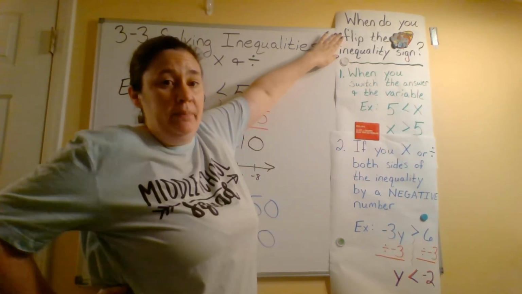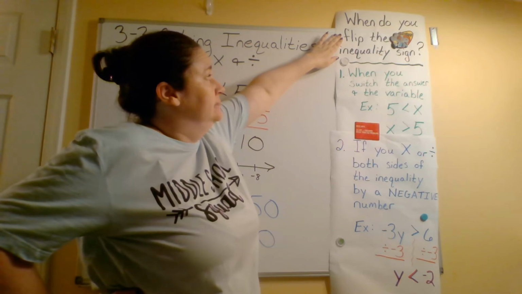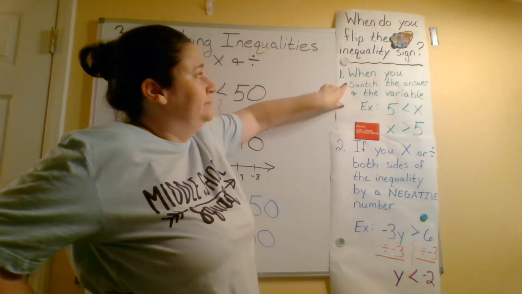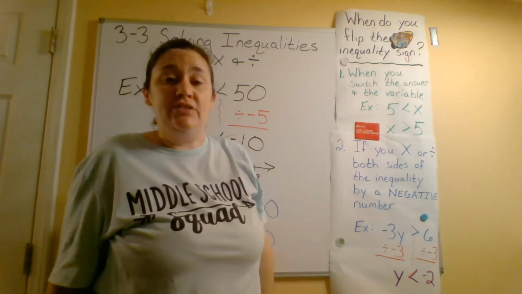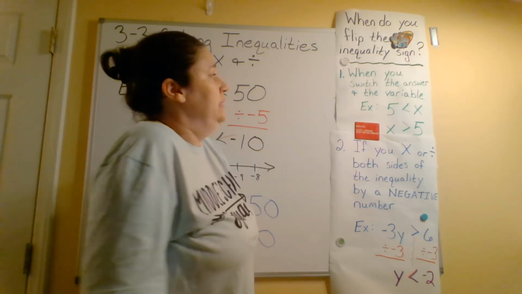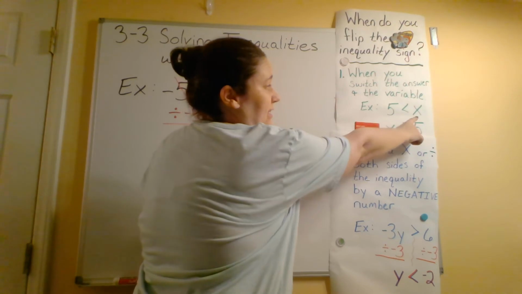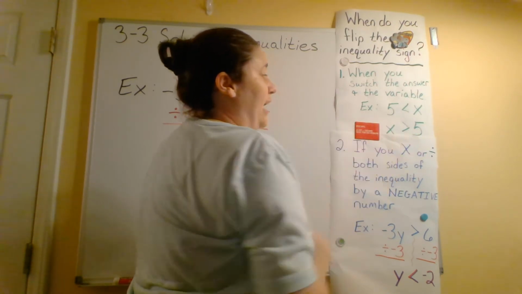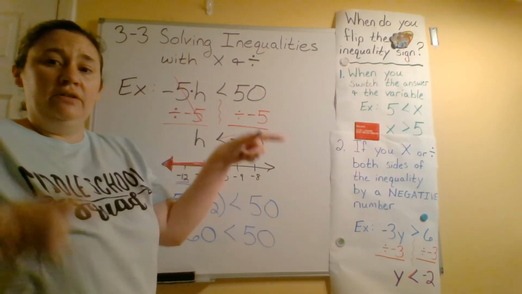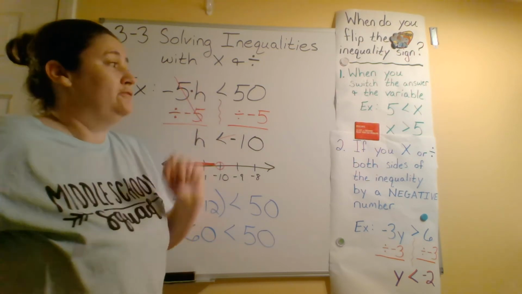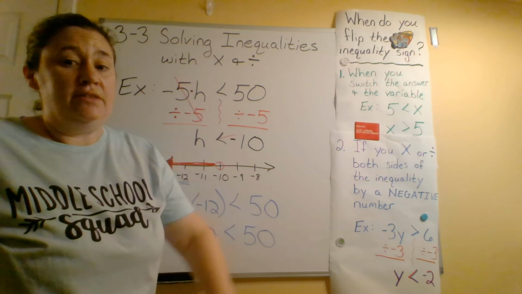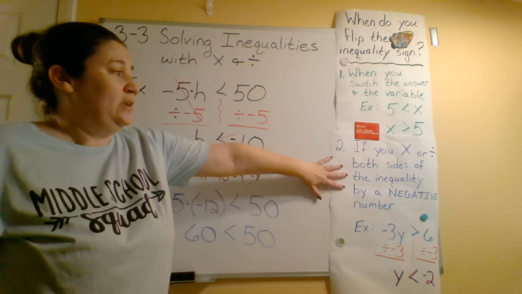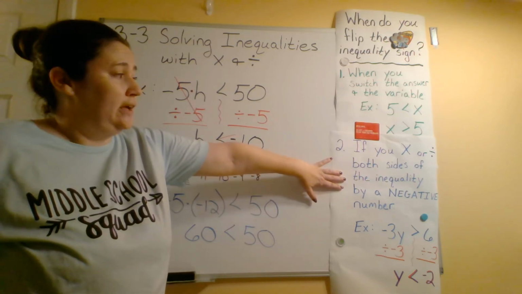When do you flip the inequality sign? 1, when you switch the answer and the variable, like we did yesterday in class. If you make 5 is less than x, x is greater than 5, if you flip the answer and the variable, you have to flip the sign. But the new rule for today, this is another time when you have to flip the inequality sign.